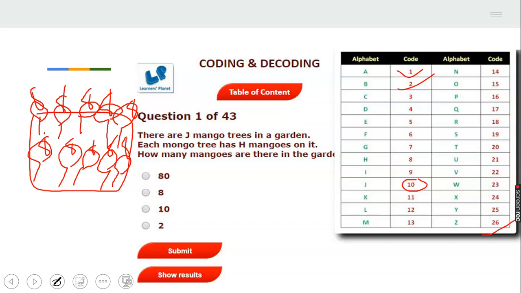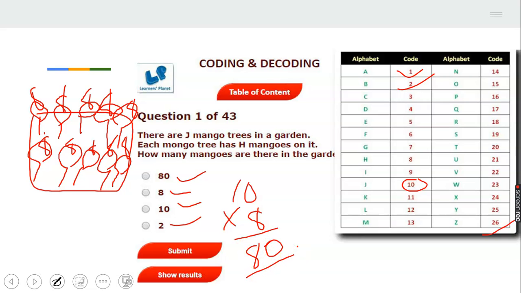Who is smart there? Have you gotten your answer? Okay, let's see anyway. Now, how many mangoes are there in the garden? 10 trees, 8 mangoes each. How many of them? How many mangoes are there? You have been given options. Is it 80 or 8 or 10 or 2? What's the answer? I'm sure some of you have gotten it. Okay, the answer is 8 times 10 or 10 trees times 8. That's 10 trees multiplied by 8 fruits each. 8 times 0 is 0 and 8 times 1 is what? 8. So our answer is what? 80. This is our answer.